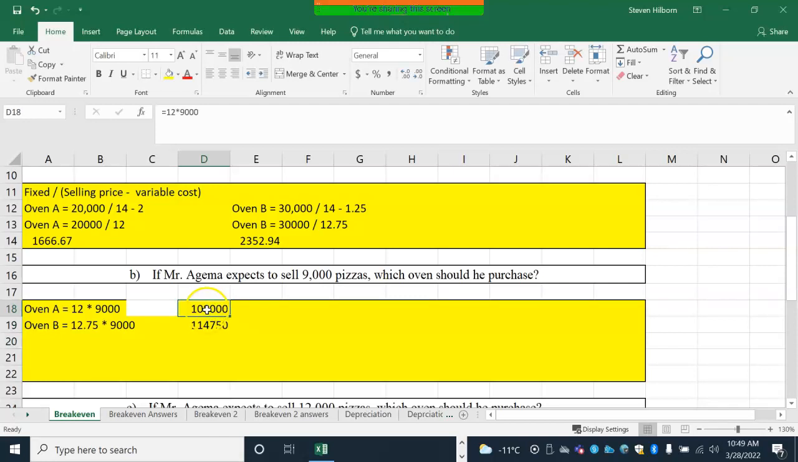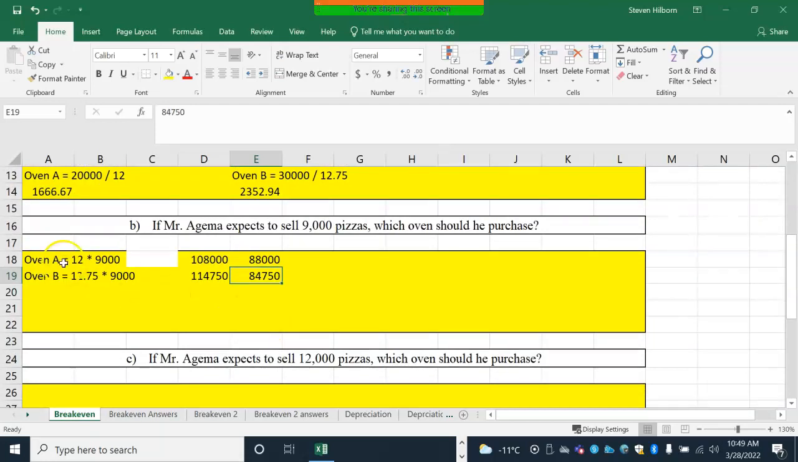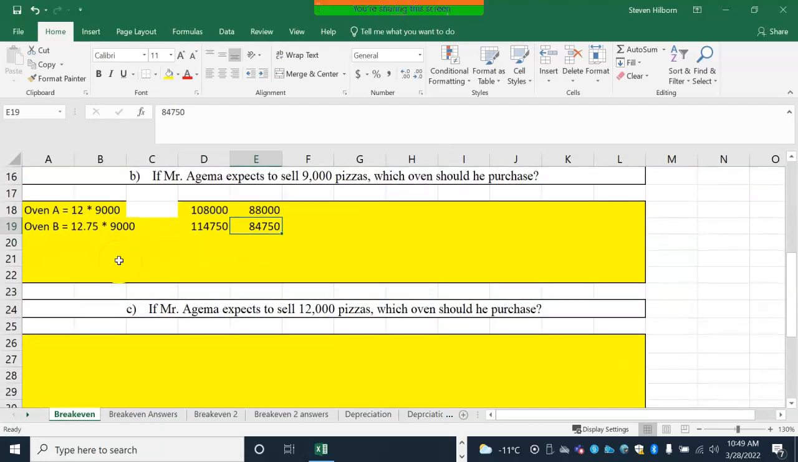So if I sell 9,000 pizzas over the year, I'm either going to make $108,000 or I'm going to make $114,000. Now, automatically, your mind might say, okay, well, I want to make $114,000, but we can't forget that we have to remove the cost of the ovens. So this is just us selling them. So we're actually only going to make $88,000, or we're only going to make $84,750. So this is the amount right here minus 20,000, and this is the amount right here minus 30,000 for oven B. So we would still want to stick with oven A if we think we sell 9,000.